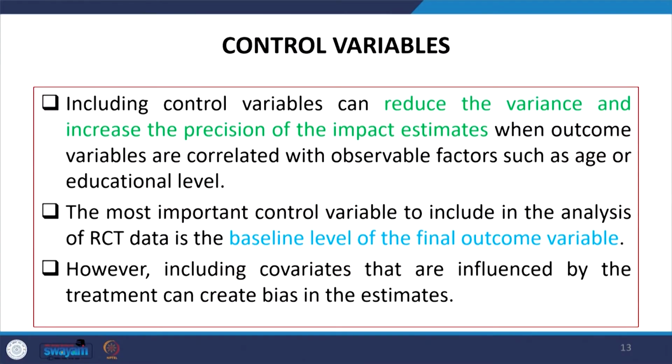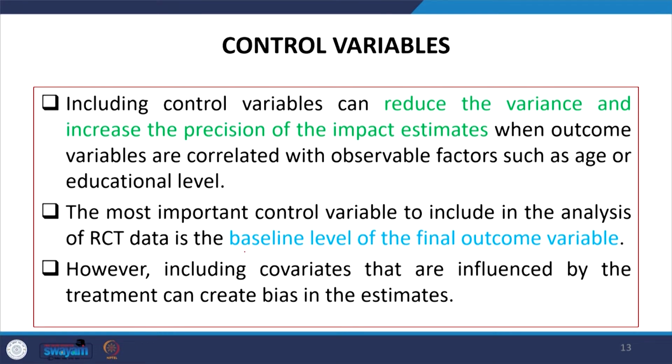So what about the control variables in this case? These include the variables that can reduce the variance and increase the precision of the impact estimates. When outcome variables are correlated with observable factors such as age or educational level, control variables are important. This helps in reducing the variance and increasing the precision of the impact estimates. The most important control variable to include in the analysis of RCT data is the baseline level of the final outcome variable.